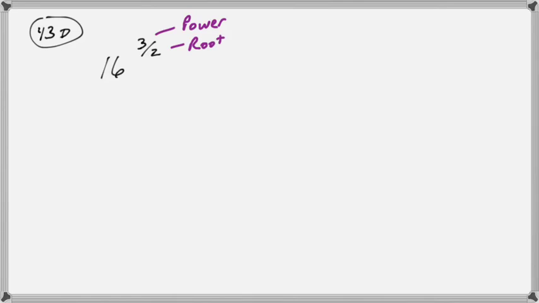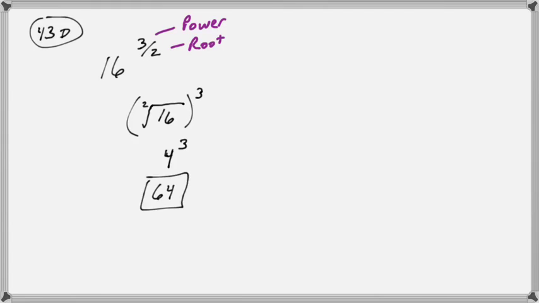If you don't mind, I'm going to try and teach you best practices. Do the root first, it's a square root, and then the power. Unless you like doing roots of extremely large numbers, I recommend you do the root first. Square root of 16 is 4 to the 3rd power. This answer should be 64.